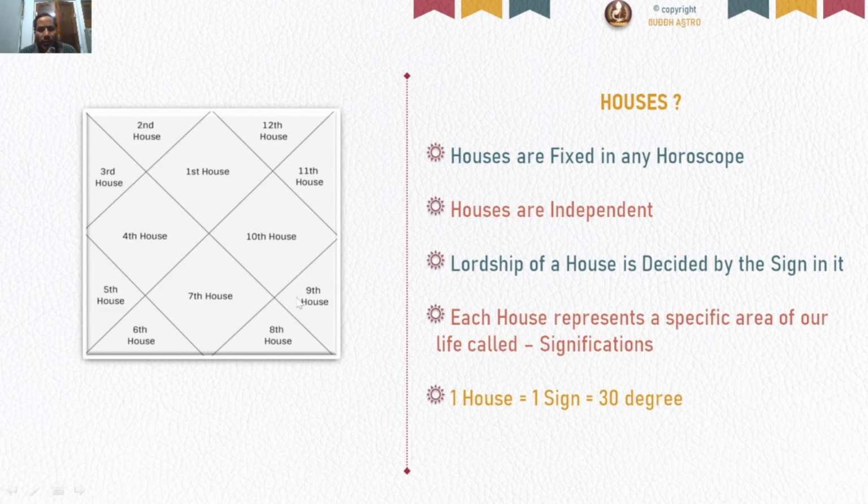Suppose someone comes to you with a problem of job. Job will be seen by the sixth house. So you will immediately go in any horoscope to the sixth house, because the problem or the area the client is telling you is related to the sixth house. Suppose someone is talking about father or teacher, then you will go to the ninth house. Although father is also seen by the tenth house.